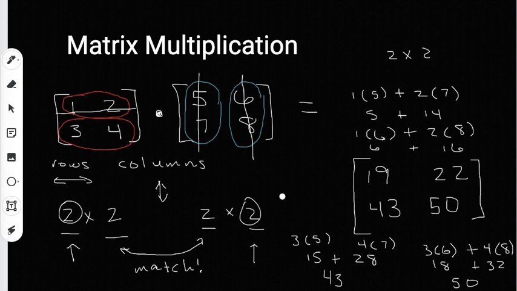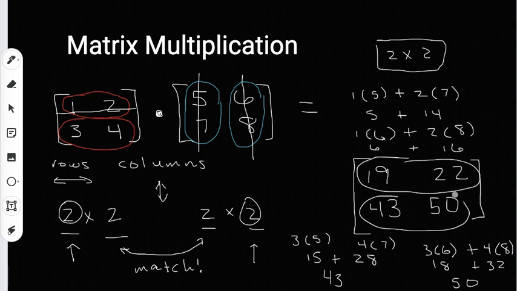Notice that this answer is a 2 by 2. It's definitely a 2 by 2, right? Because those were the outside numbers over here. We know it's a 2 by 2 because it has 2 rows, the top row and the bottom row, and it also has 2 columns, that first column and that second column. So you're just multiplying row by column until every single column gets used up. And then you move on to the next row.